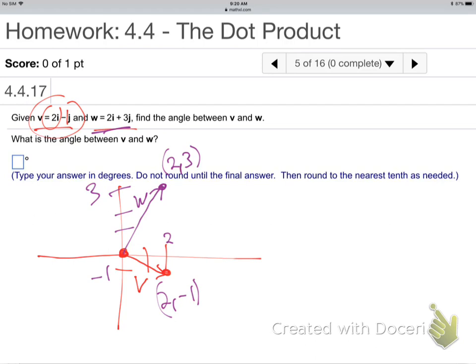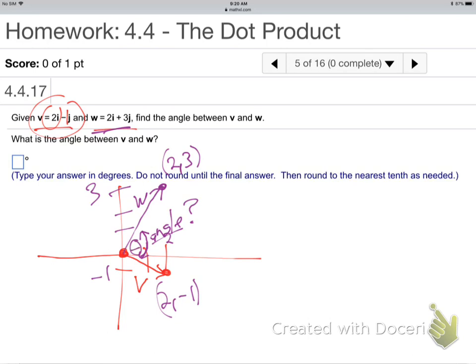Good, so there's the two vectors, and what we're asking is, what is this angle here? What is this angle between the two vectors? What is it? How are we going to find that? How do you find the angle between the two vectors? Well, first off, let's call it theta.